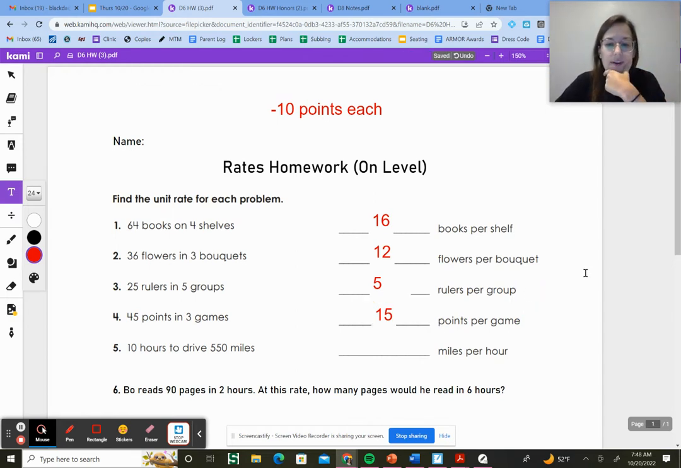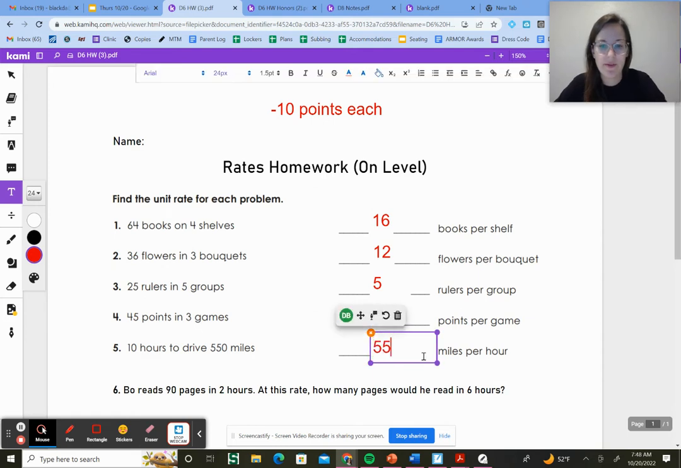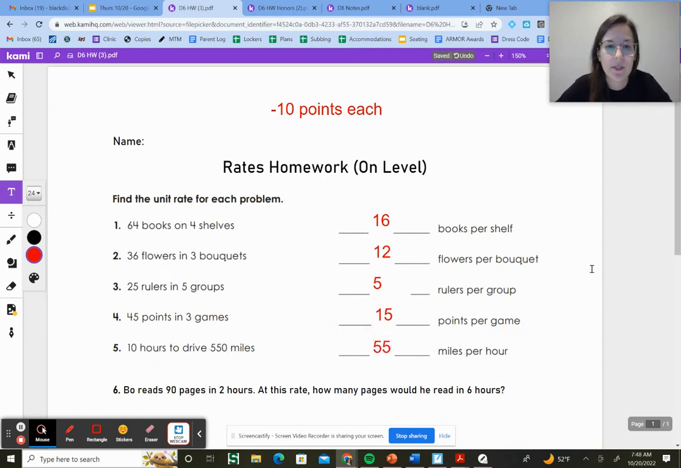10 hours to drive 550 miles. So since this one is miles per hour, you got to do the miles first divided by the hours. So 550 divided by 10 would be 55 miles per hour.